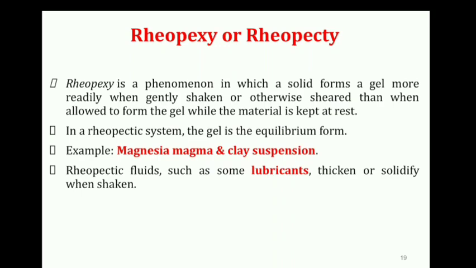Examples of rheopectic material are very rare, but one combination of magnesia magma and clay suspension might show rheopectic behavior. But very little information is available regarding this magnesia magma and clay. Rheopexy and rheopecty are more important in the case of mechanical engineering. Rheopectic fluids such as a few lubricants, upon shearing, are converted from solid form into a gel-like structure. So these materials are referred to as having rheopectic behavior.